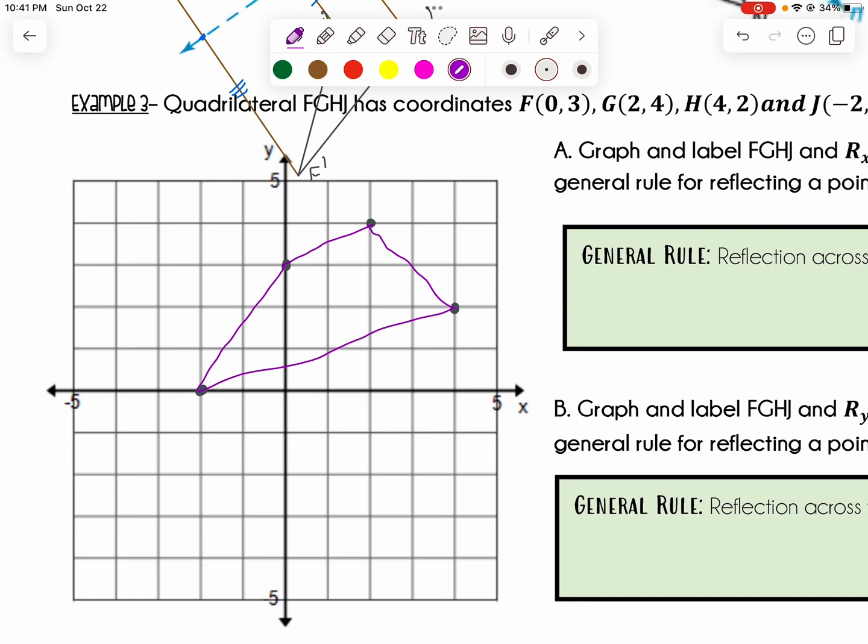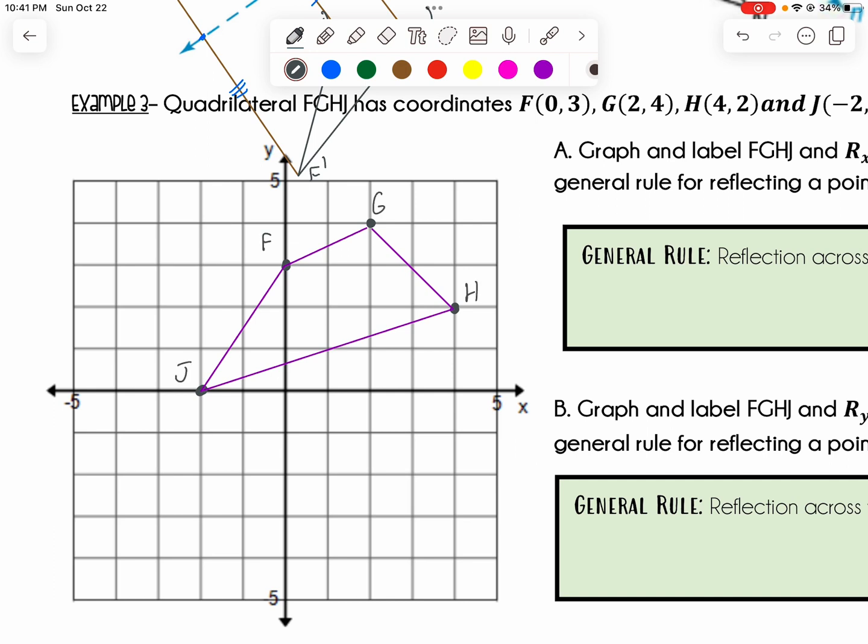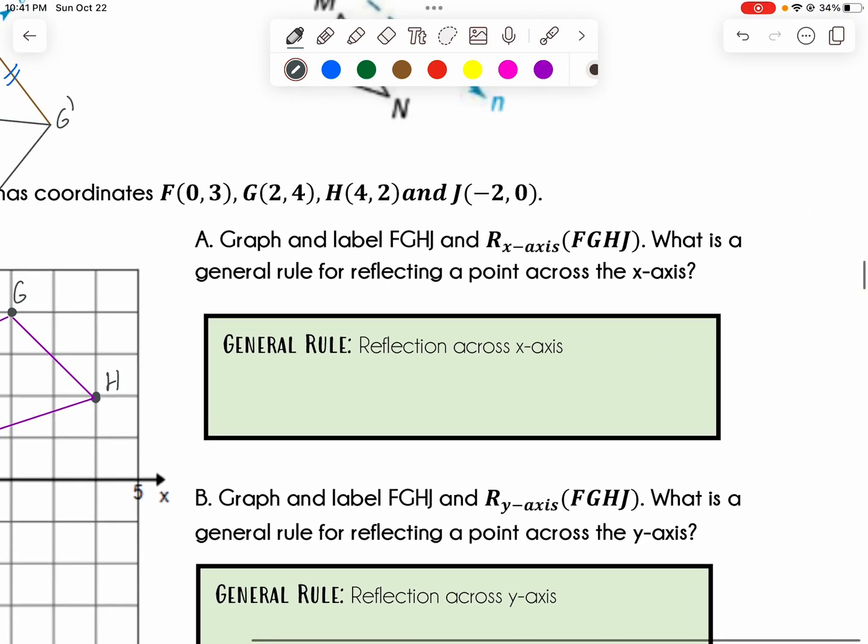That probably won't work. Nope. So I'm just going to connect them with individual lines here. Boom, boom, boom, and boom. Okay, that's my figure. I'm going to label it F, G, H, and J. All right, so now we've got our figure. Let's go ahead and complete the first reflection.